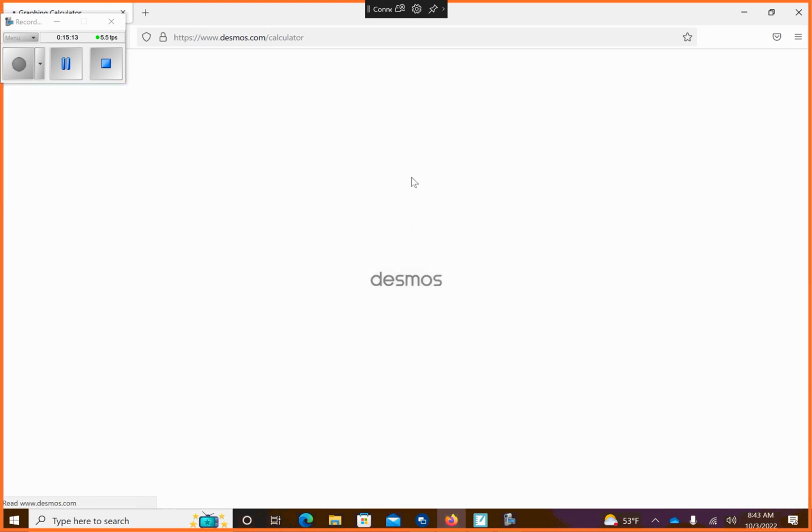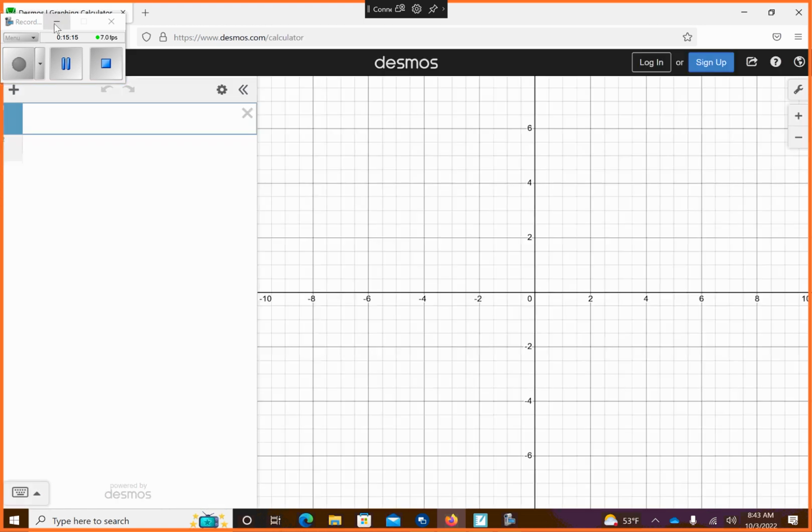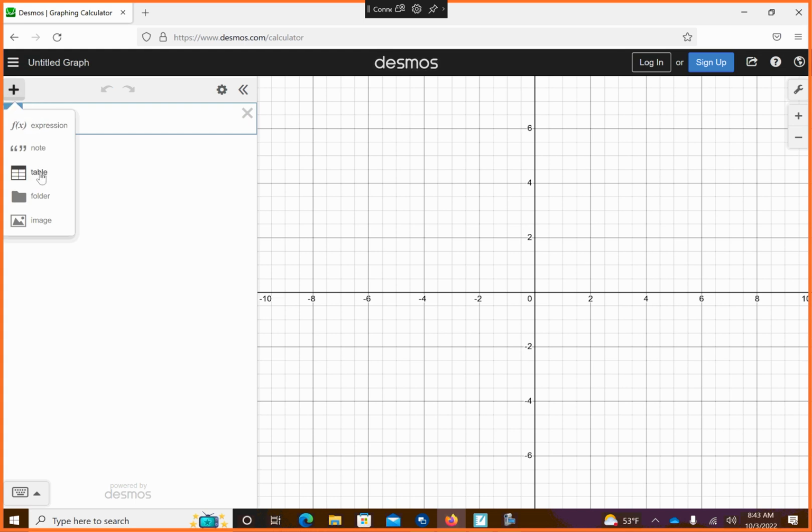Graphing calculator. So you're going to hit your plus button and you're going to go to a table. Now, I'm just going to make up some data. Let's say I went around the room and asked about your shoe size versus your height in inches, and we had all the females.